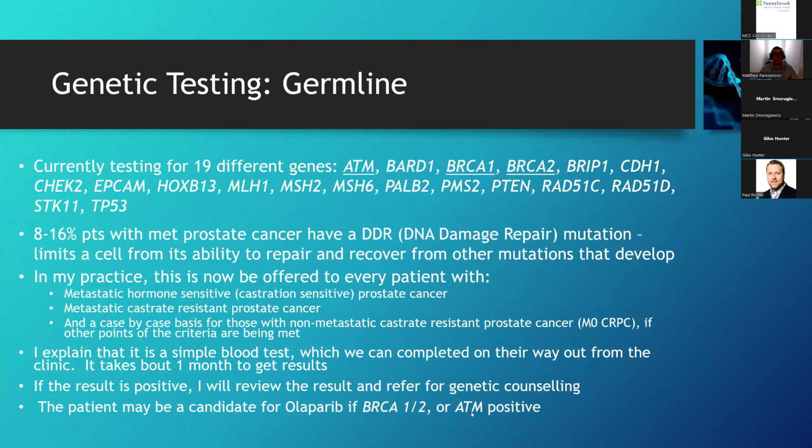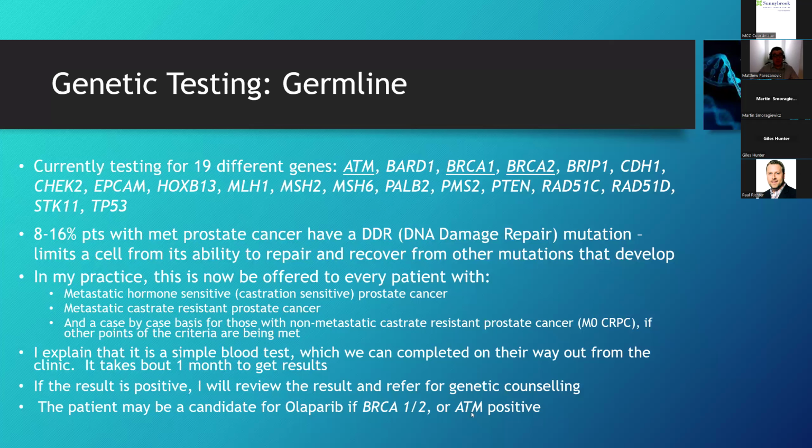At our center, we test for 19 genes. I've highlighted the three with underlines, ATM, BRCA1, and BRCA2, which are of particular interest. But you can see there's a number of other genes such as BARD1, CHEK2. Some of these genes lean more towards the breast profile, as it is a combination panel that can be used for breast patients as well. In general, about 8 to 16% of patients with metastatic prostate cancer do have a DNA damage repair mutation. This limits the cell's ability to repair and recover from other mutations that develop.